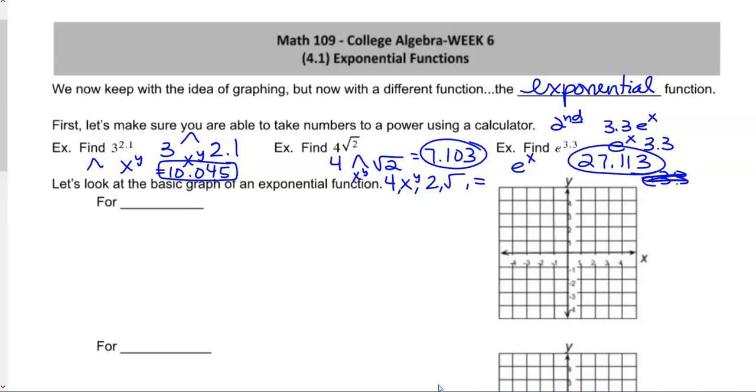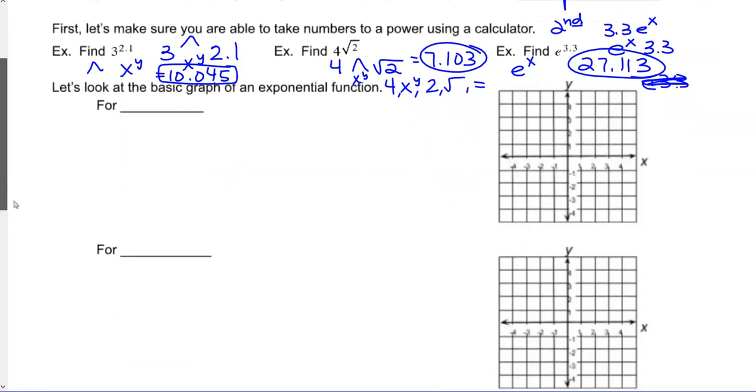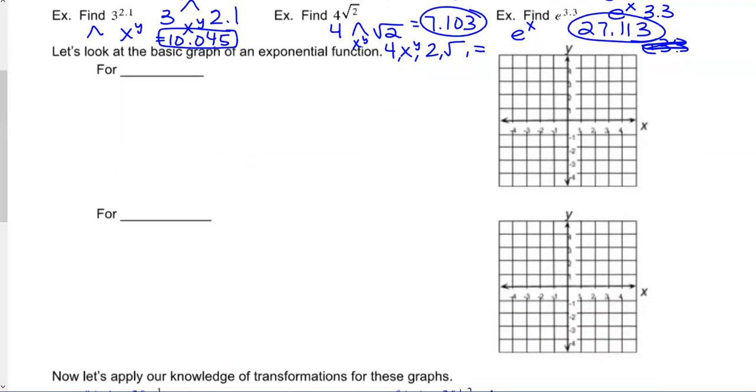Okay, now we're going to look at two basic graphs. One being f of x equals 3 to the x, and the other being that natural exponential, e to the x. And so we're going to look at the graphs of those. The idea of any exponential graph, no matter what base you have, is the same. It's just that your points are a little bit different, and transforming those is going to be the same as what we've done before.